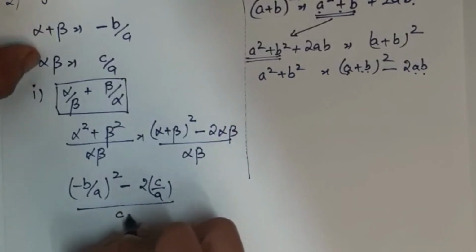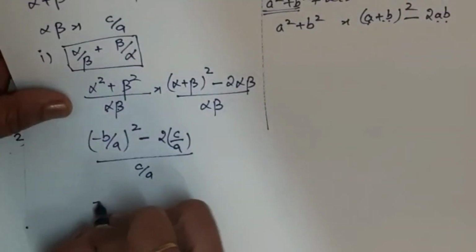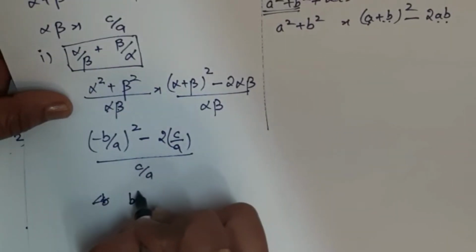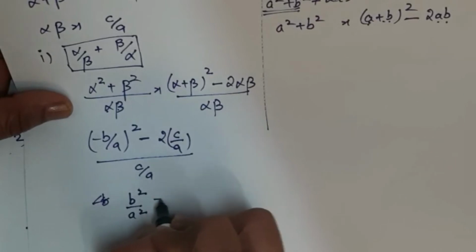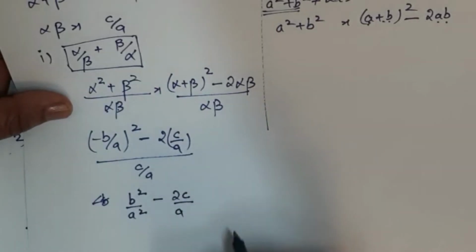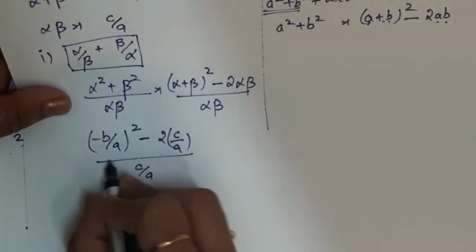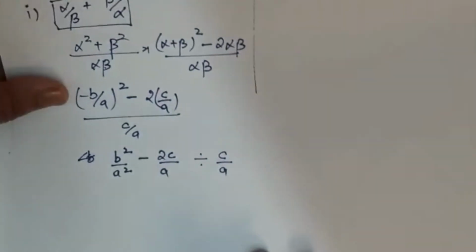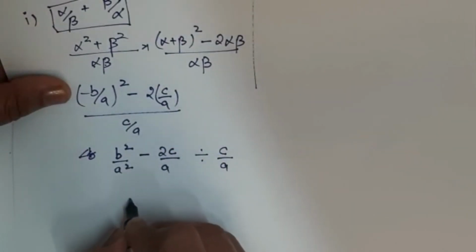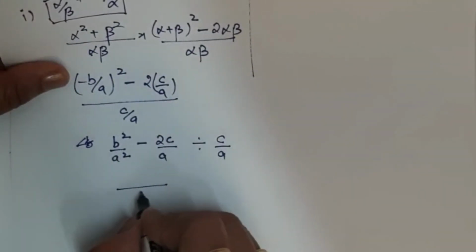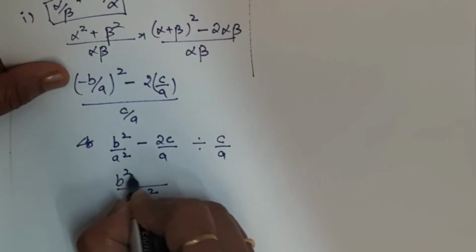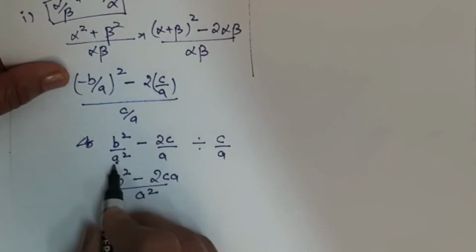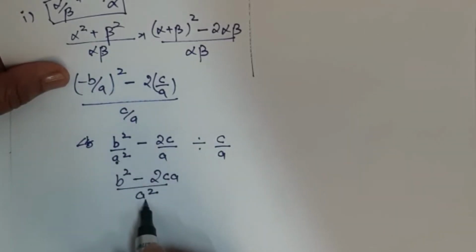Similarly c/a. Now do it carefully. Minus squared gives plus, so it comes out to be b²/a². It comes out to be 2c/a. Now here is the divide, divided by c/a. Take an LCM, a², so it comes out to be b² − 2ca. This is the highest term, so the LCM is a². Don't multiply it: a² into a is a³. No, the LCM comes out to be a².